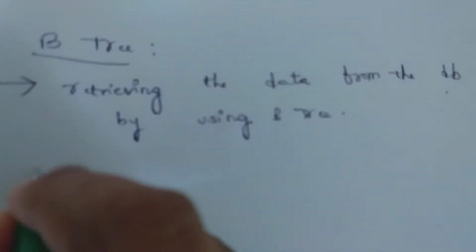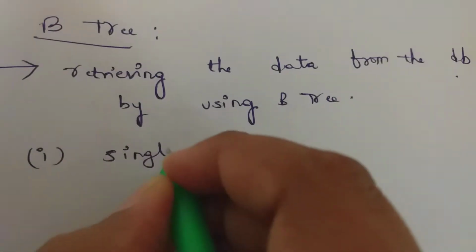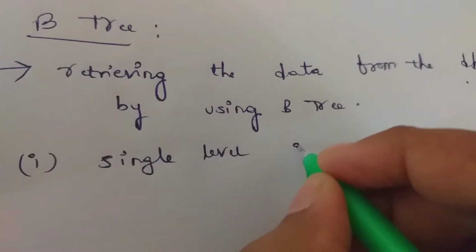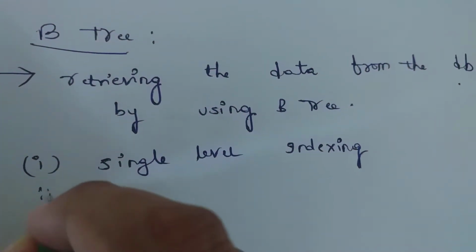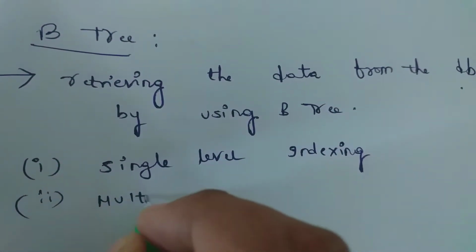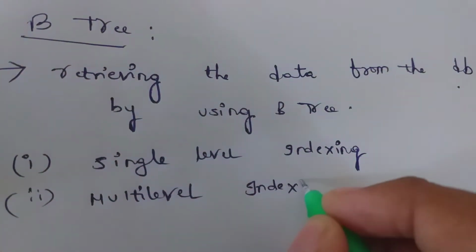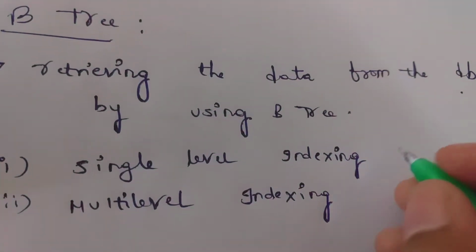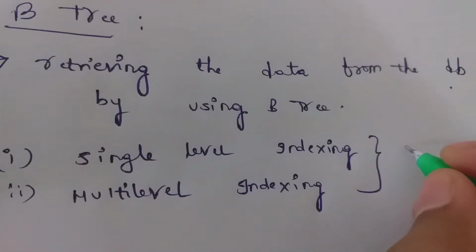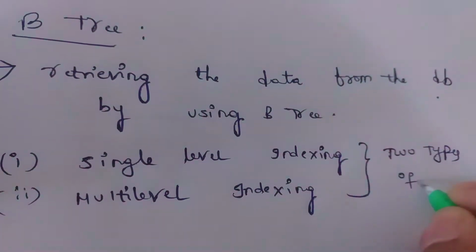In B tree, we are using two types of indexing. First one is the single level indexing. Second one is the multi-level indexing. These two are the two types of indexing.